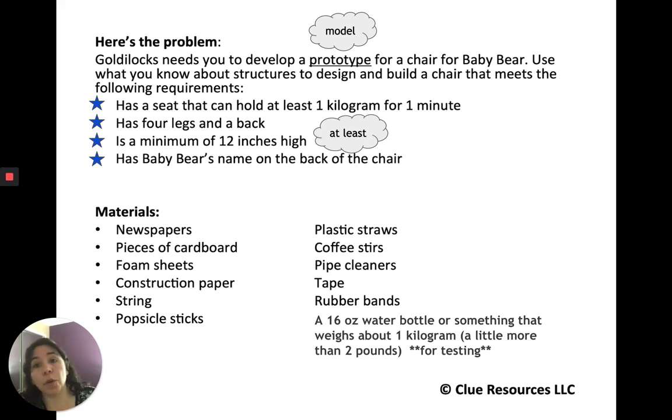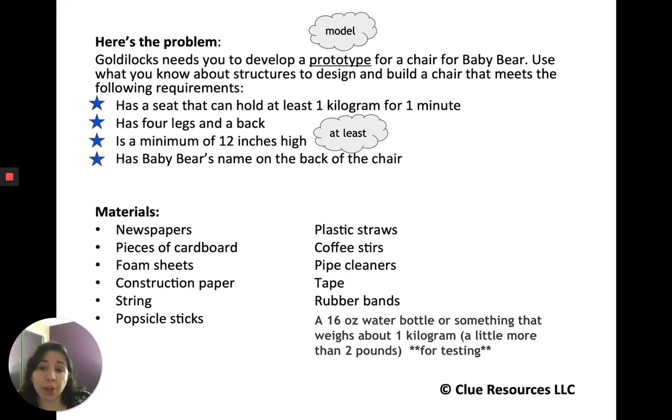It has 4 legs and a back. It is a minimum, or at least, 12 inches high. It has Baby Bear's name on the back of the chair. This is a list of materials that you can use, but you should use whatever you have at your house to be able to make Baby Bear's chair.